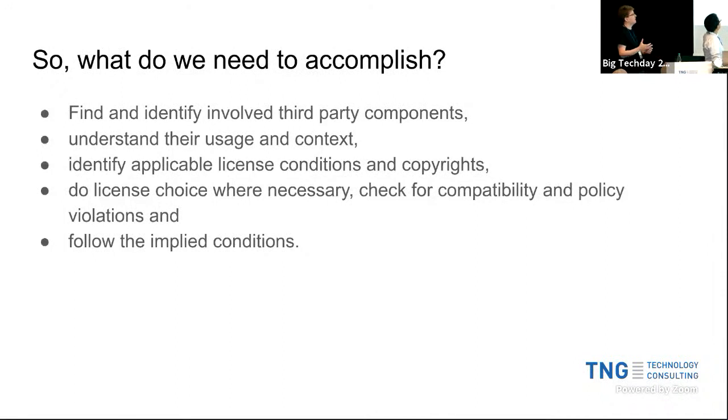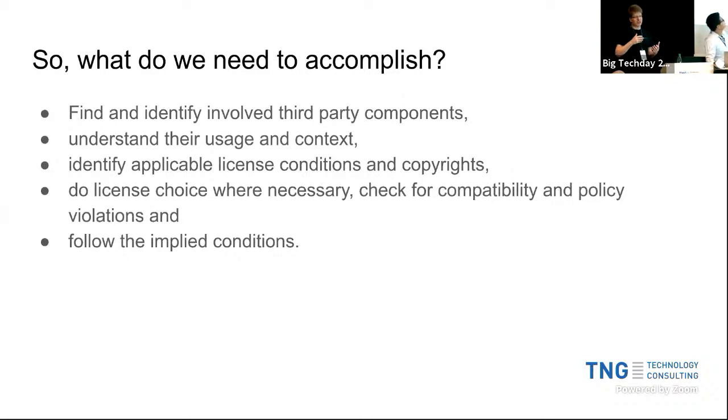So to summarize, what do we need to accomplish to ensure compliance in our software development process? We need to find all involved third-party components that are used or distributed or somehow related to the product we are building. We need to understand in which context they are used and how they are used. We need to identify for every component what the applicable license conditions and copyright are. So we need to look into the source code, understand what it is referencing, or somehow research what the conditions are. After we have these conditions, is there a license choice involved? Can I choose one or the other license? And if I have done that, how do these licenses interact?